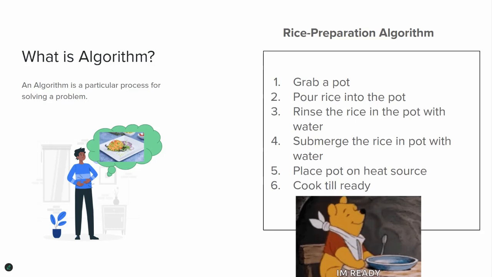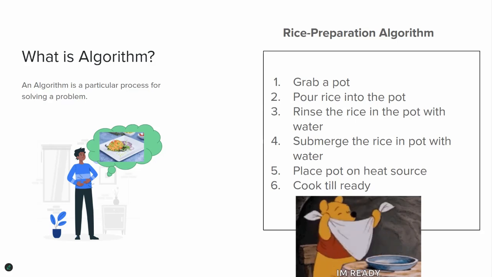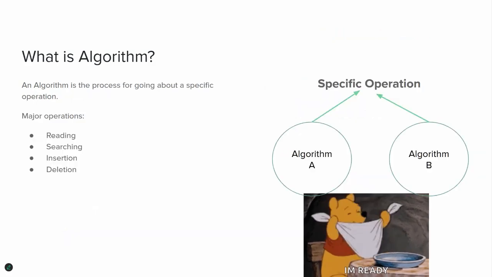When I want to make some rice, I start off by grabbing a pot. I pour the rice into the pot, then rinse the rice. Then submerge the rice in the pot with water, place the pot on the heat source, and cook till ready. And as you can see, I am ready.